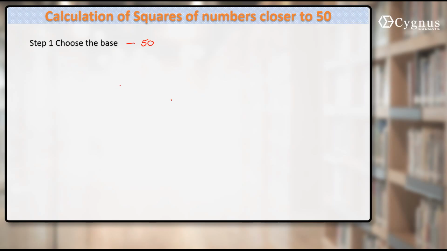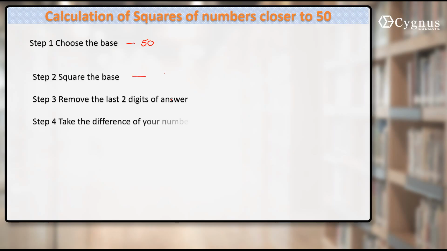So step number one is what? You'll have to choose the base. In this particular case, the base will become 50 because the number will be closer to 50. What's the next step? Square the base. Now, what is the square of this 50? I believe it's 2500. So you'll get 2500. The next step is remove the last two digits of this answer. What are the last two digits of this answer? 00. After removing that, you get 25.